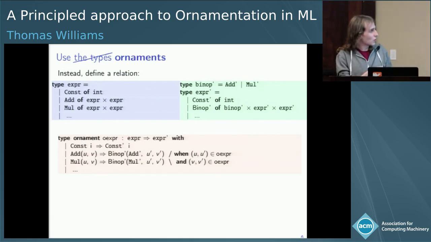This is an ornament OX from X to X prime. So it transforms constants to constants prime. And if U is related to U prime, V to V prime, then add of U and V is related to binomial prime add prime, U prime, V prime, etc.